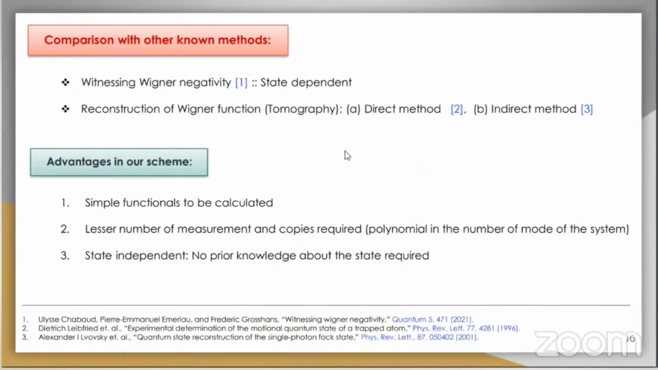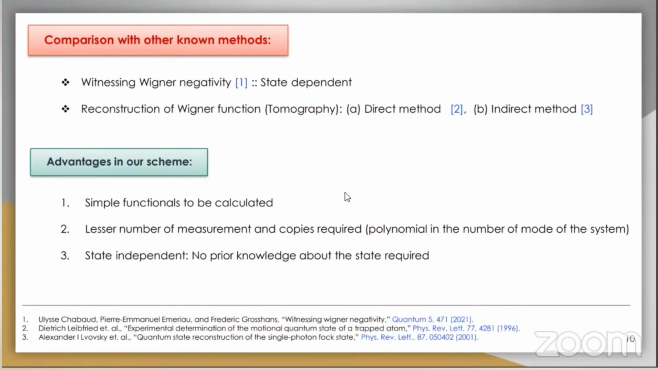Now, if we compare with other known methods to detect Wigner negativity, for example, witnessing Wigner negativity, they are state dependent. Or the other way, we can do tomography to get the Wigner function in a direct or indirect way. In the direct method, we construct the Wigner function directly. In the indirect method, we first construct the density operator, then we do a Fourier transform to get the Wigner function. But the advantage in our scheme is that we need to calculate only simple functionals. We need to calculate only some integrations to know whether there is Wigner negativity or not.